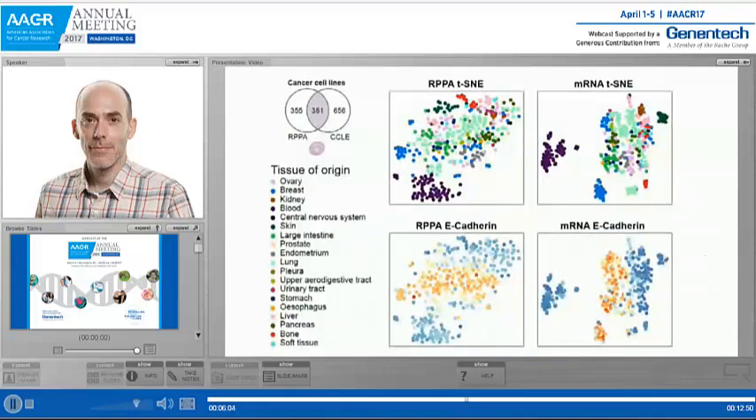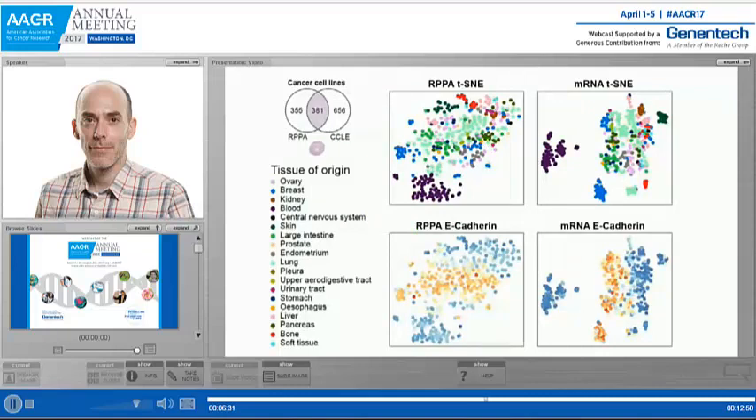I'm going to shift to another project where we try to integrate proteomics and transcriptomic data. This is RPPA data and mRNA expression from CCLE. We cluster the data and visualize it using the t-SNE method. There are 400 cell lines that now have transcriptomic and proteomics data available.